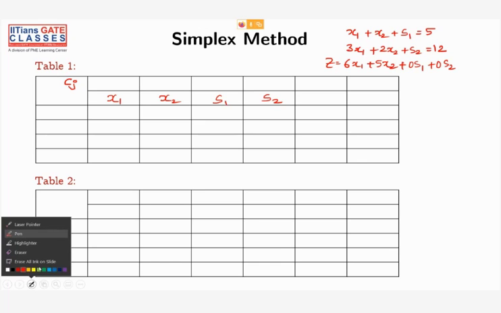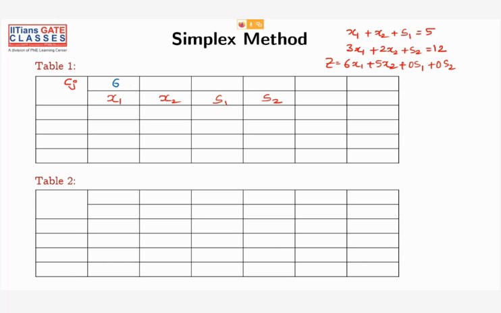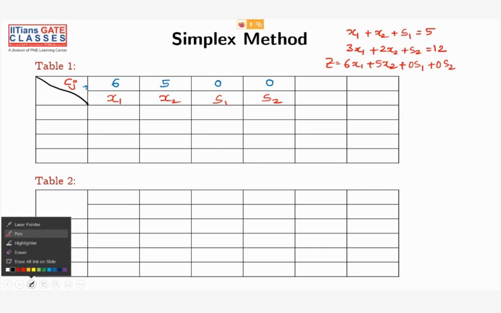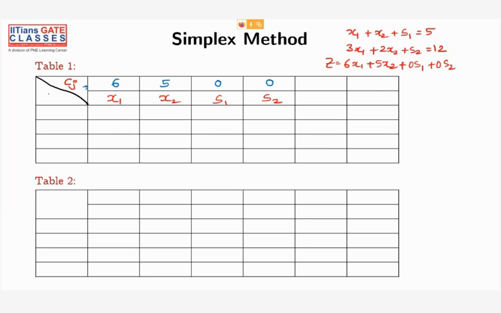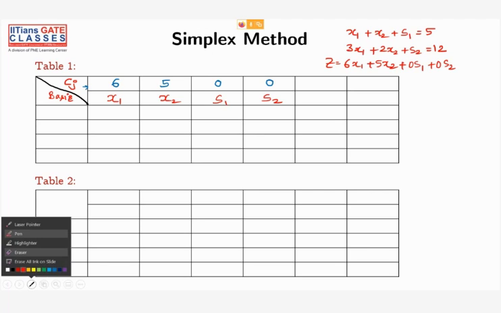Let me write in a different ink here. Cj values are 6 for x1, 5 for x2, 0 for s1 and 0 for s2, right? So that is your Cj value. So whatever we have here, let me draw it like this so that it will be good for you. Okay, that belongs to that. And this what we have is called basis. Called basis means all the variables will come here. Actually, this whole row is called your basis. Let me take a different ink so you can easily identify the basis here.